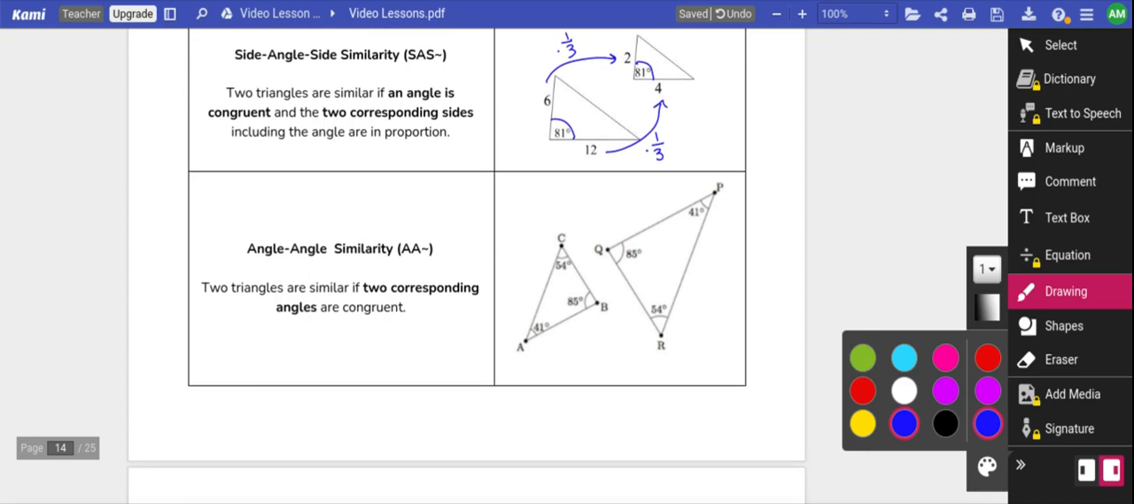And the last way is called angle-angle similarity. Two triangles are similar if two corresponding angles are congruent. If two angles are congruent in a triangle, then we know that the third has to be congruent because the sum of the angles in a triangle is 180 degrees. So if I only have two angles, then I know the third is equal, which is why angle-angle similarity only requires 2.